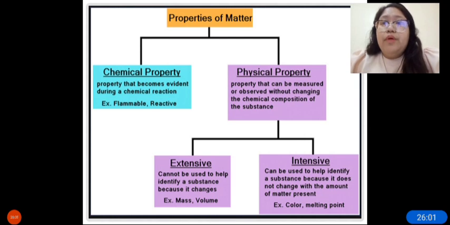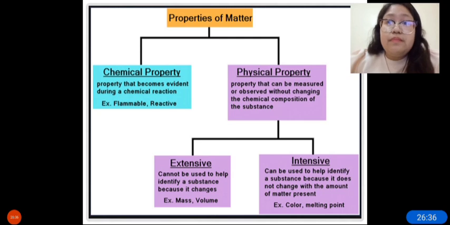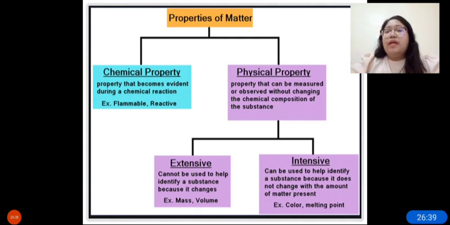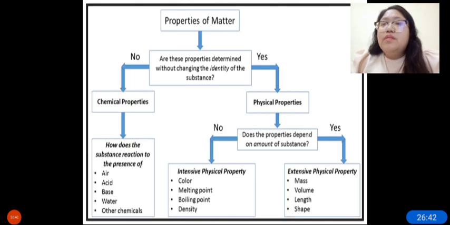And furthermore, we have two types of physical properties. It could be an extensive physical property or an intensive physical property. When we say extensive physical property, it cannot be used to help identify a substance because it changes, for example, mass or volume. So these extensive properties could change, okay? While intensive properties, on the other hand, can be used to help identify a substance because they do not change with the amount of matter present, for example, color or the melting point. So these are examples of intensive and extensive physical properties.